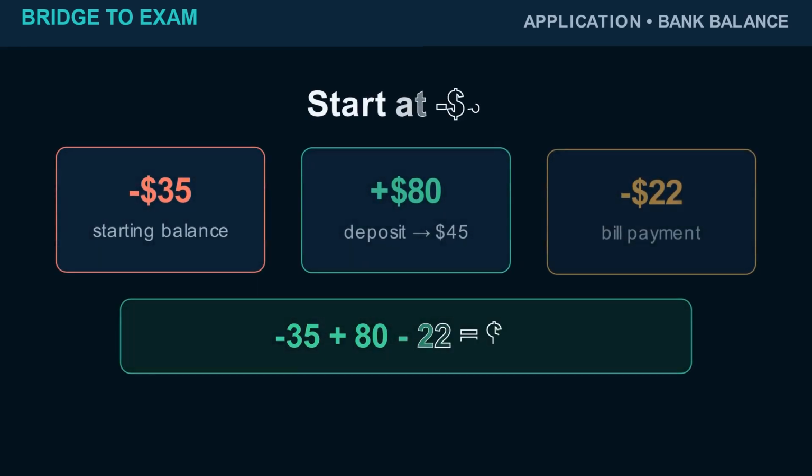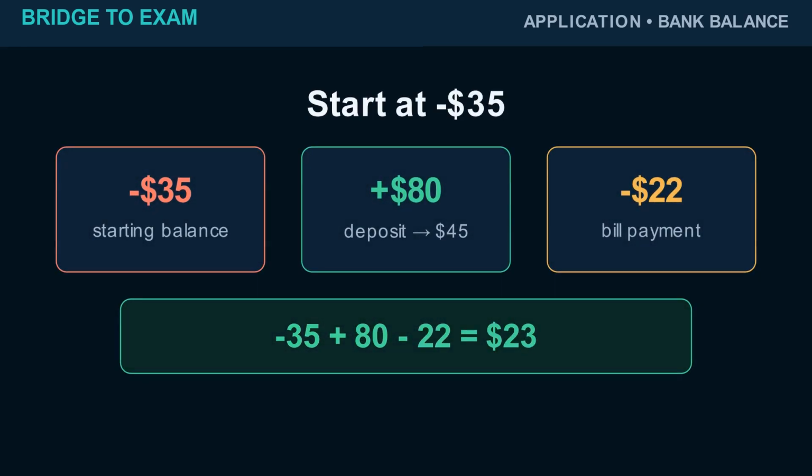Apply the same reasoning to a bank balance. Begin at -$35. A deposit of $80 moves the balance to +45. Paying a $22 bill moves it down to +23. The expression is -35 plus 80 minus 22, and the final balance is $23.